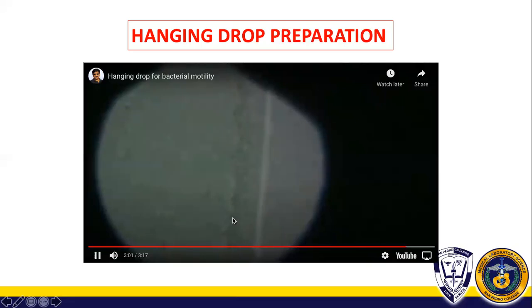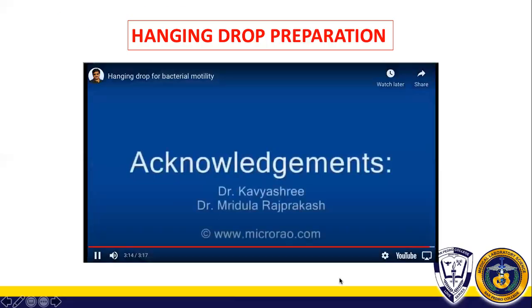The organisms are actually stuck on the edge of the droplet. Some are moving away from the edge.